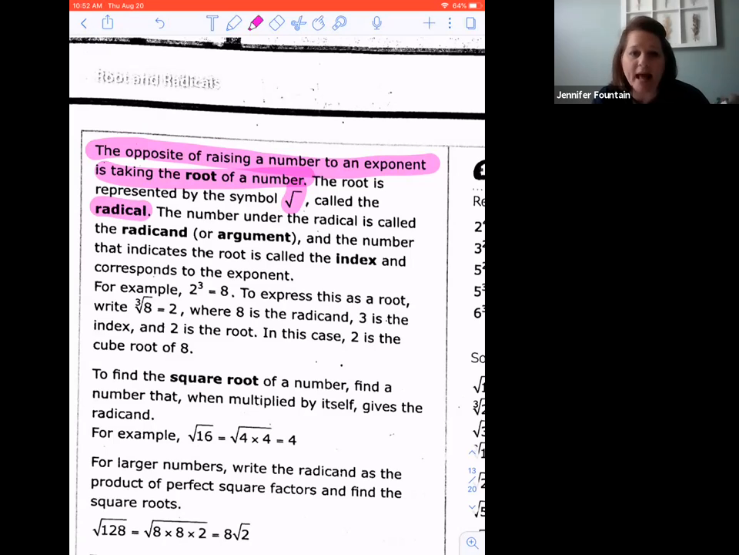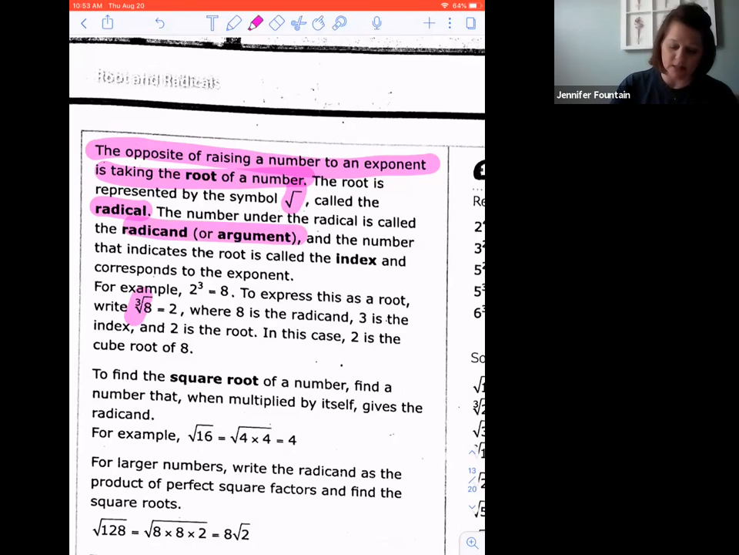The real name is radical because in a minute we're going to look at what happens if I have another number there. What if I have a number listed instead of it just being blank? So when I say the word radical, if I say something about write the number under the radical, this is what I'm talking about, this little symbol. The number under the radical is called the radicand or the argument. I'll be calling it the radicand.